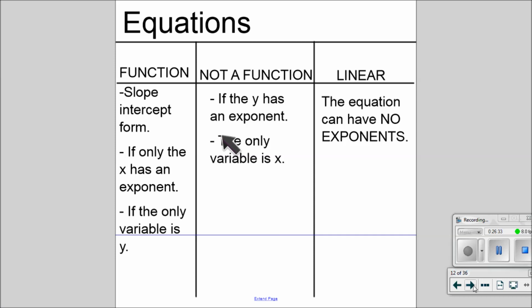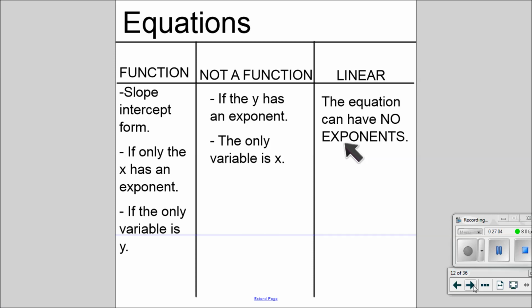Let's look at if it's not a function. An option for our equation would be if the y has an exponent. So if our equation says something like y squared, it's not a function. Another option is if the only variable is the x. If you remember back up on our other page, I showed you a graph that was just a vertical line. Well, that vertical line is made by x equals 3 or x equals 4. It's a vertical straight line, and it's not a function.